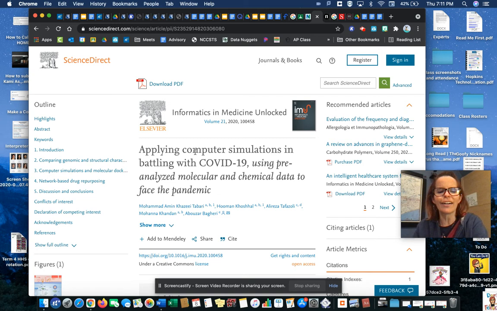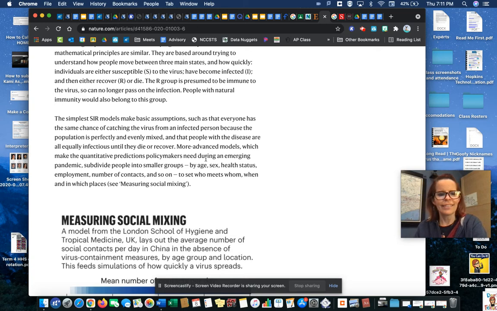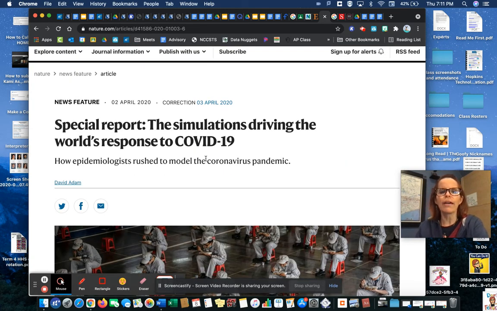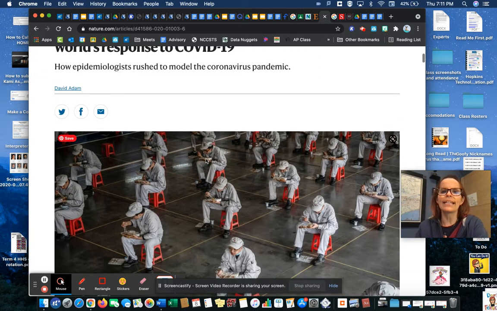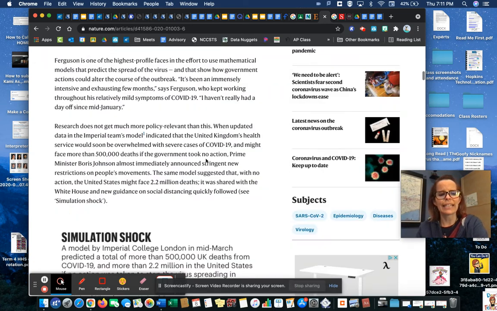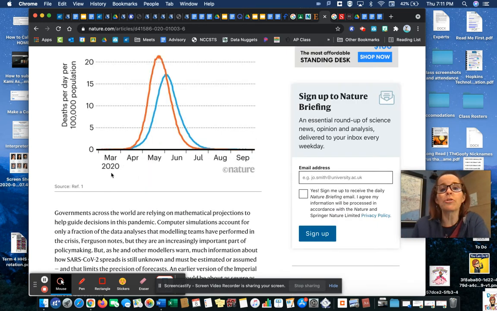Here's another one. It's going slow. There we go. I'm not going to read the article, but it says, applying computer simulations in battling COVID-19, using pre-analyzed molecular and chemical data to face the pandemic. Moving on. Here's one where it says, special report, the simulations driving the world's response to COVID-19. This is an example of a graph that was made by computer simulations looking at a potential surge that was coming up. It says 2020, so that was last year.